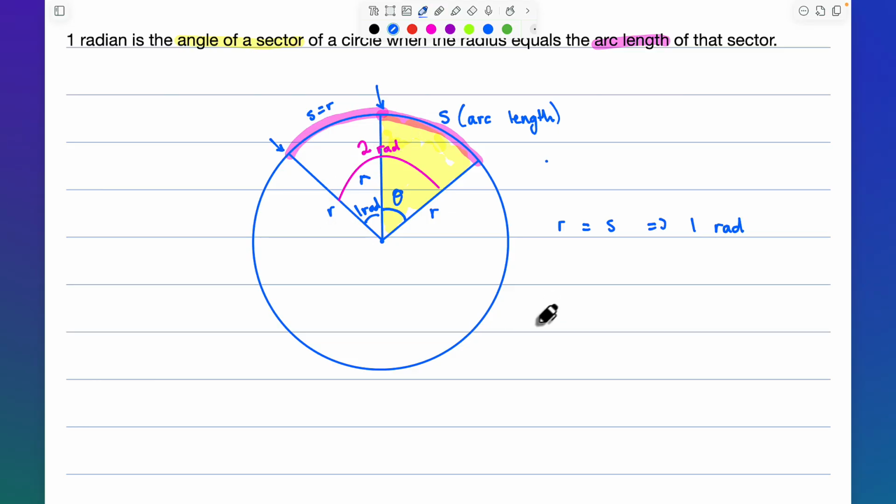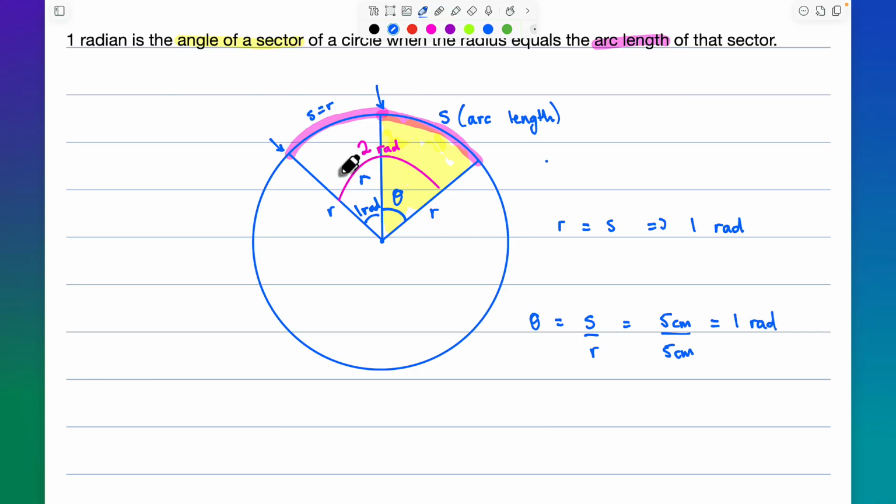So what this tells us is that the angle in radians is basically going to be whatever your arc length is divided by r. Now, the question is, where did this come from? It came from the example where we said the arc length was 5 centimeters and the radius was 5 centimeters. This gave us 1 radian, right?